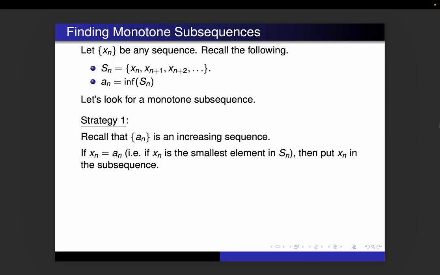So when that happens, we put x_n in the subsequence, and if it doesn't happen, we just leave it out. Remember, we don't have to get every single term in the sequence to be in there. We just have to get enough to make a subsequence.